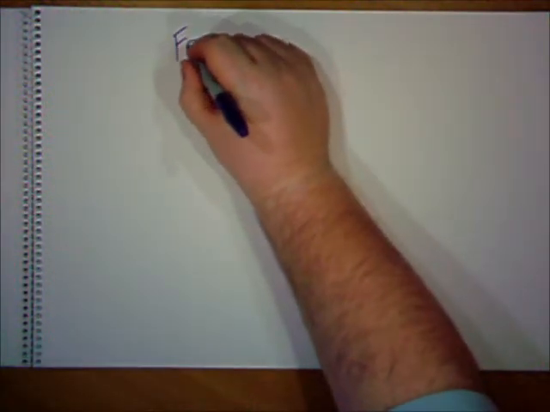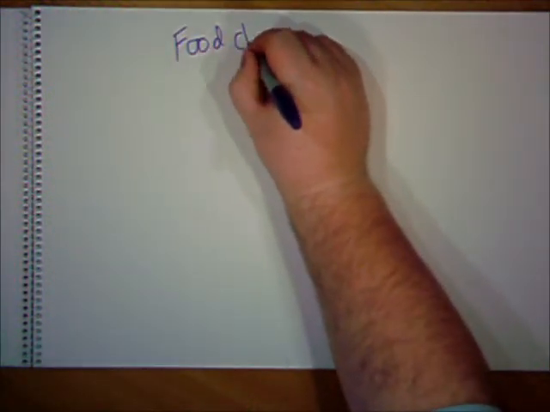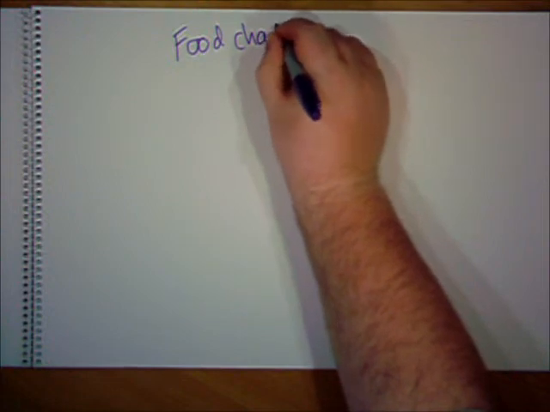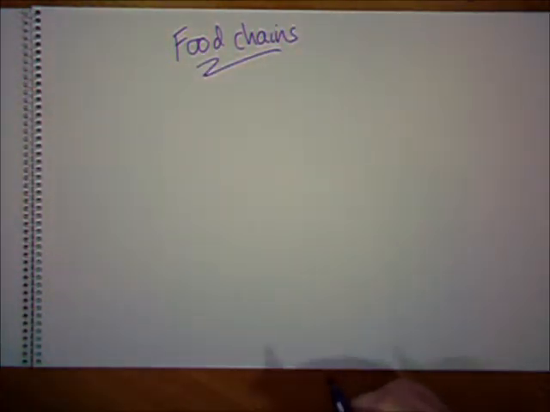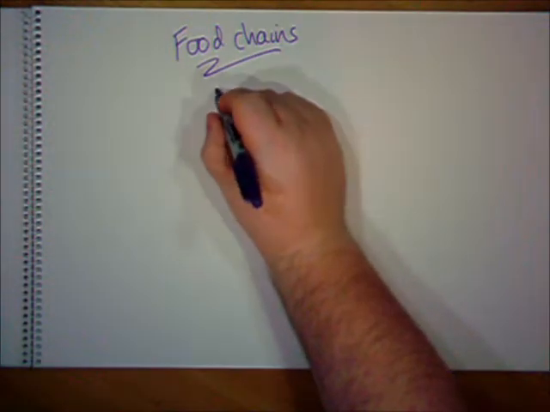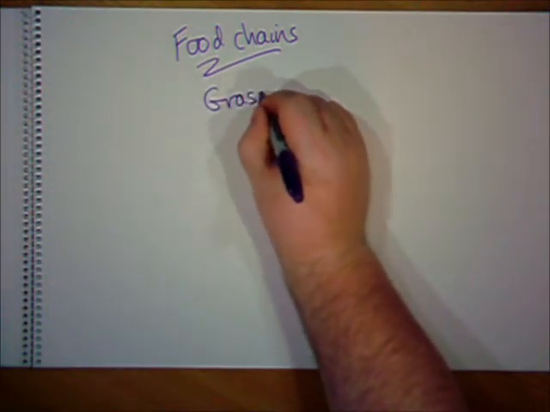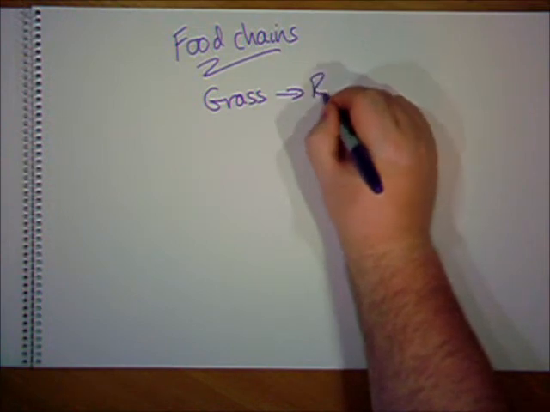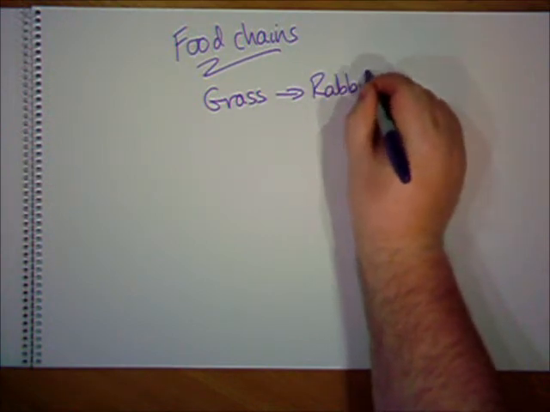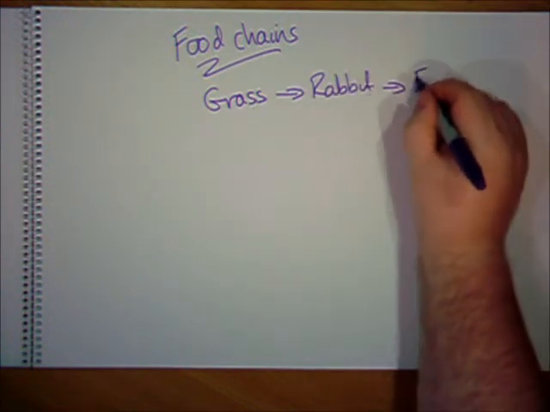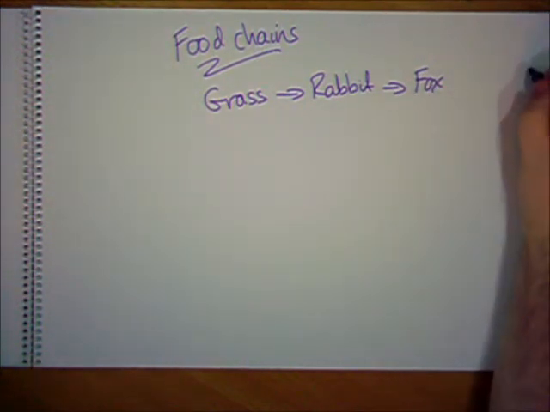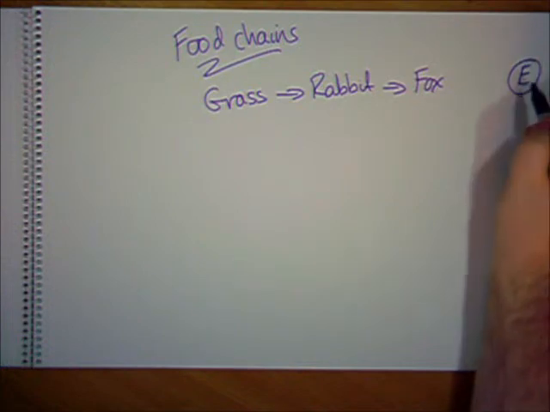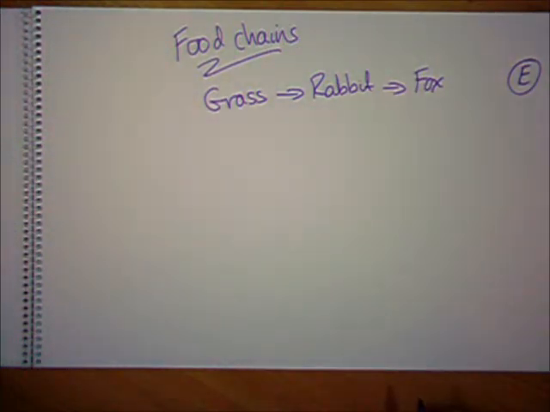Food chains. It has to be said that these aren't terribly complicated. A basic food chain looks like this. And if you were working towards an E grade, for example, then this is the sort of thing you'd be expected to be able to simply describe.